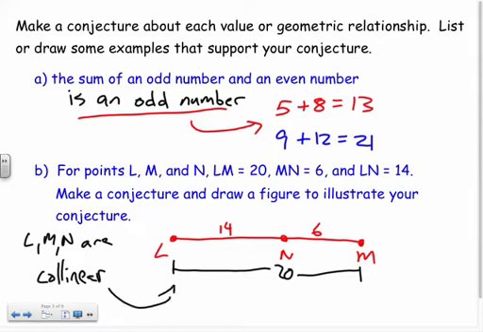And here's my example to support that conjecture, because they'd have to be on the same line if they add up to 20. Okay, so maybe do your examples first, because then that'll help you state your conjecture.